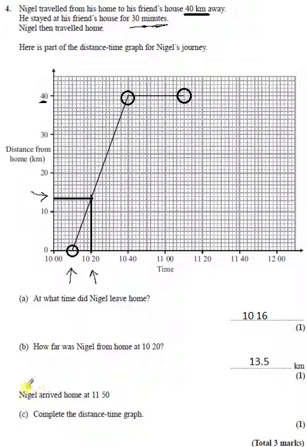And the last part of the question, it says Nigel arrived home at 11:50, complete the distance time graph. Well, 11:50 will be here, so what you need to do is draw a line from there to there with a straight line and a ruler.